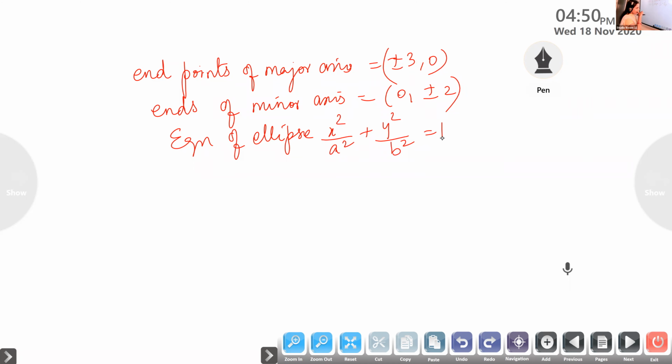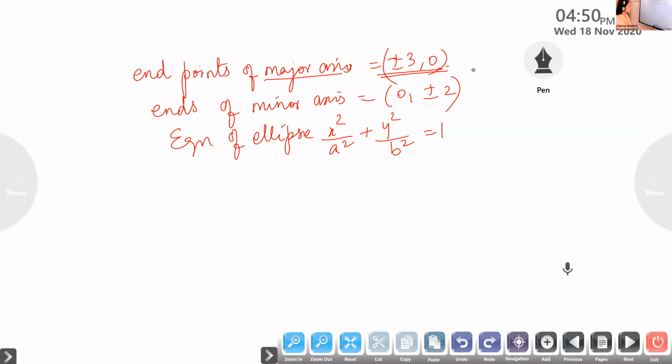Because major axis is x-axis. Very good. The major axis is x-axis. That's why we are selecting the form as x square by a square plus y square by b square is equal to 1. Correct. Good. So now here, end points of major axis, it is always denoted by plus or minus a comma 0, isn't it?